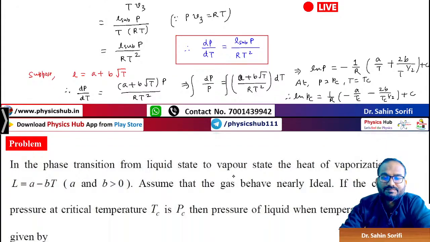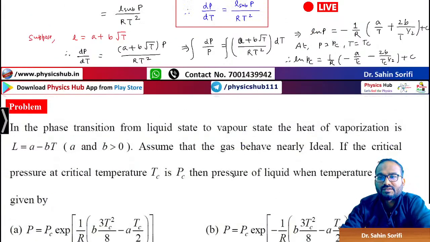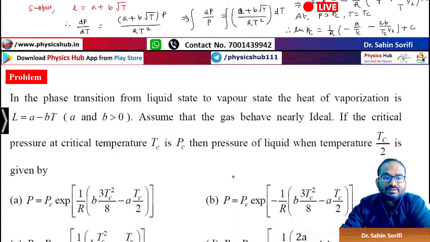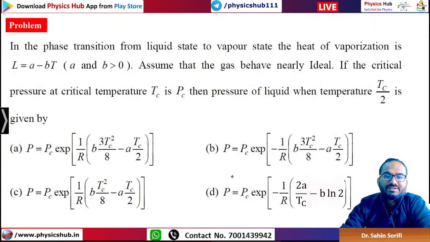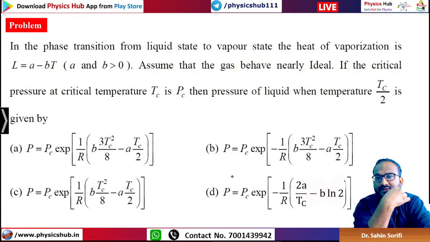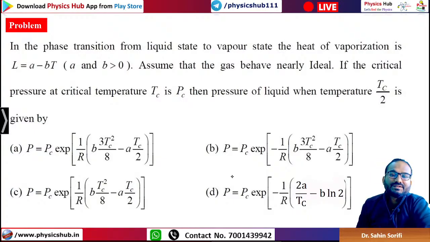Let's take this problem. We will understand it anyway. In the phase transition from liquid state to vapor state, the heat of vaporization is L is equal to A minus BT, where A, B are greater than 0 constants. Assume that the gas behaves nearly ideal, meaning you can use the PV is equal to nRT formula. If the critical pressure at critical temperature Tc is Pc, then the pressure of liquid when temperature is Tc by 2 is given by.